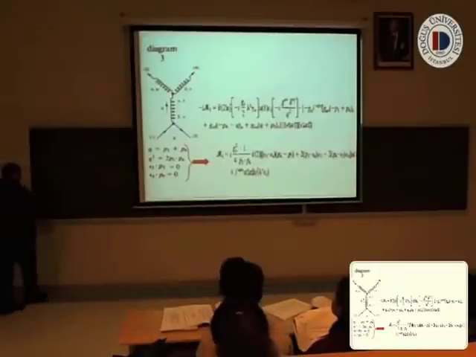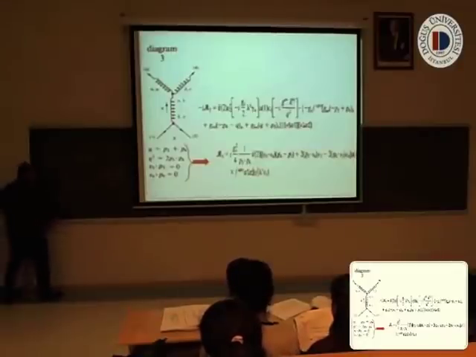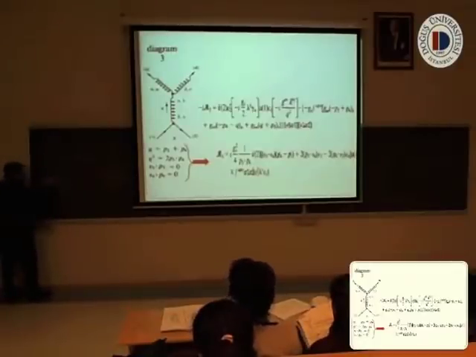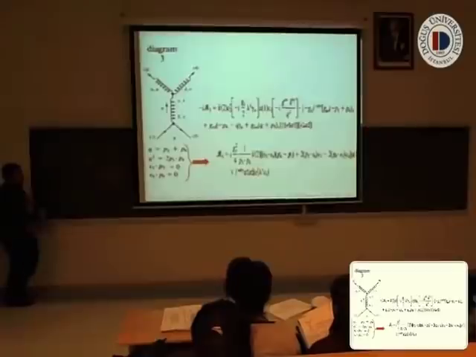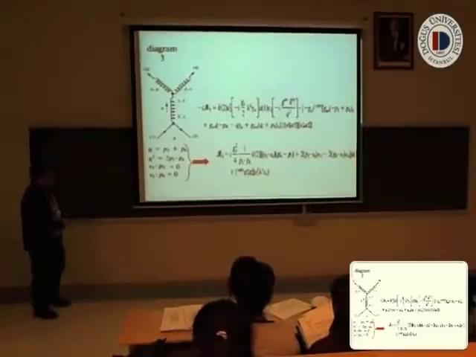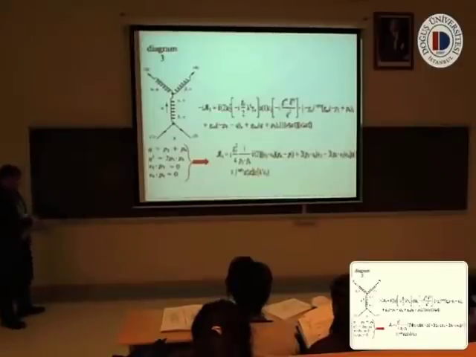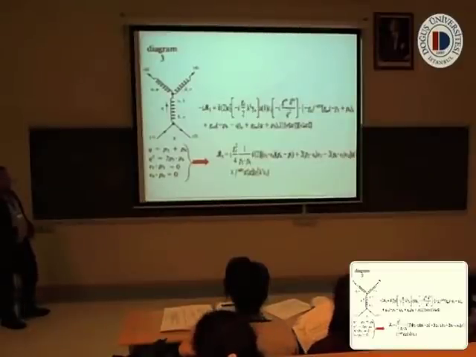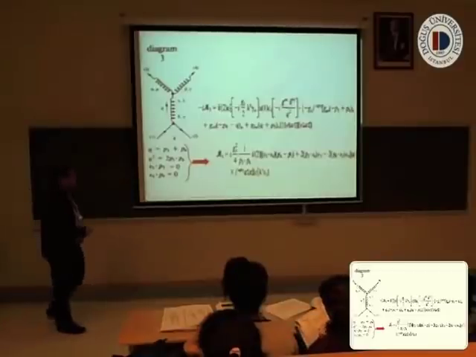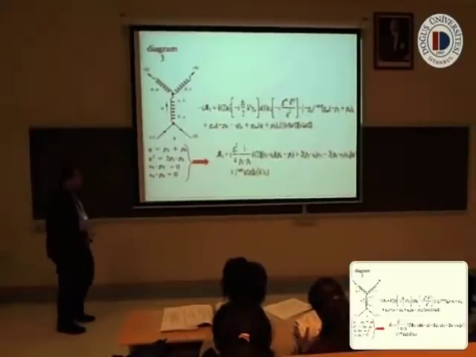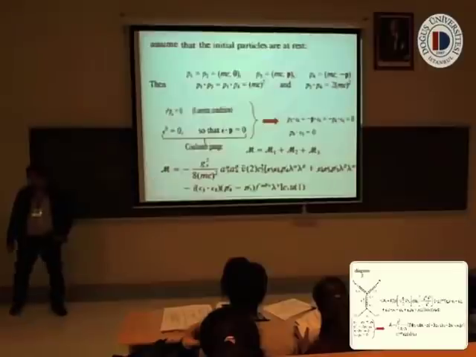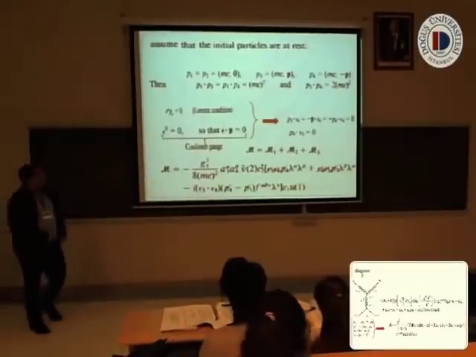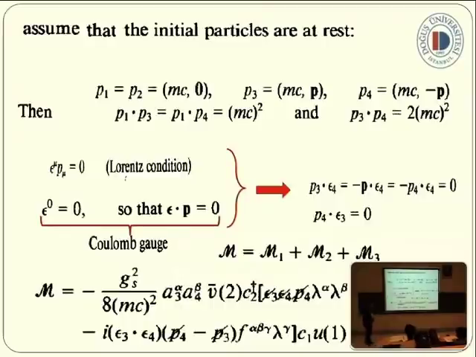And you know, for massless particles, their polarization vector is perpendicular to their momentum. So for this third gluon, we have epsilon 3 dot p3 equal to 0 and epsilon 4 dot p4 equal to 0. If we impose these conditions here, we will get this expression. And this color factor.